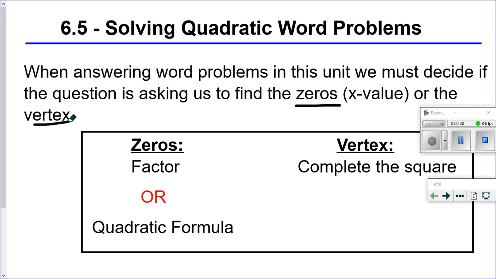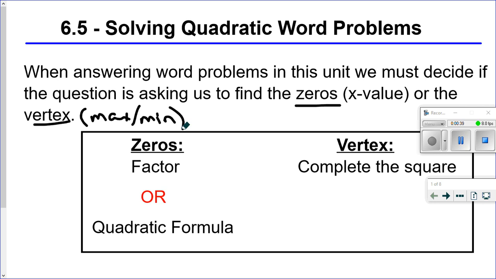And how do you tell? Well, the lazy way is if you're looking for the maximum or minimum, you're looking for the vertex. If you're looking for anything else, you're after the zeros. Now, how do you find the zeros? You can factor still, or use the quadratic equation.